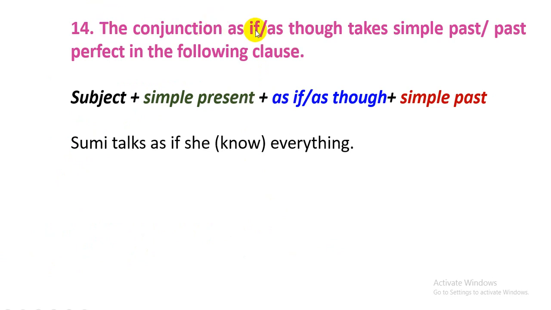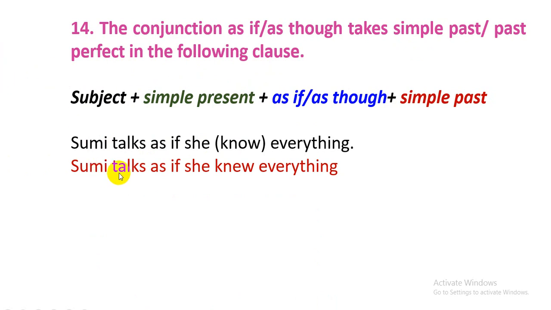The conjunction as if, as though takes simple past, past perfect in the following clause. Subject, simple present, as if or as though, simple past. Shumi talks as if she know everything. Answer is, Shumi talks as if she knew everything. Dear students, this is simple present and this is simple past.